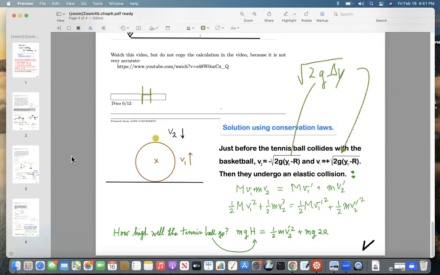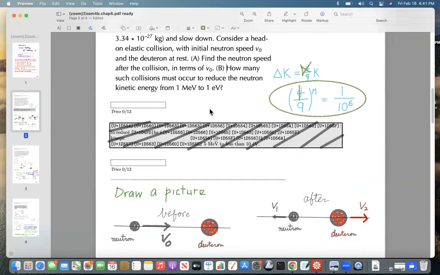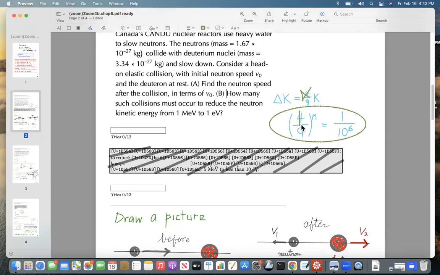Here's a question. For the first problem you went over, should N be the answer for part B? Yeah, N is the number of collisions. Let's see. How many collisions must occur to reduce the energy from 1 MeV to 1 electron volt? So you're trying to reduce the energy by 1 over a million. And on each collision, the neutron speed decreases from v0 to 1/3 or minus 1/3 v0. So the kinetic energy changes by 1 over 9, a reduction by 1 over 9 on each collision.